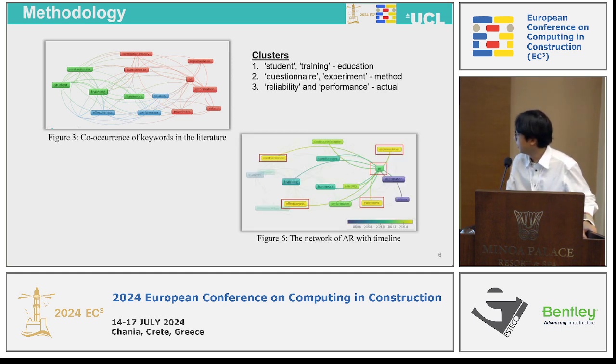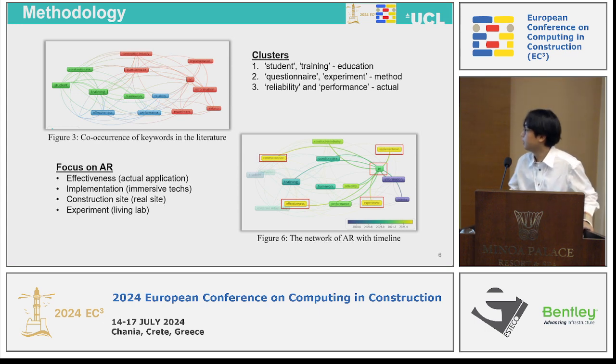And also we do the timeline visualization, such as Figure 6. If we focus on AR, we can see that there are four newer keywords appearing nowadays: the effectiveness, implementation, construction site, and experiment, in yellow. We guess that the actual applications of these immersive technologies attract more researchers' attention, and their usage in the real site may be the next direction. We also find that some research uses a living lab to hire operators and workers in construction to get more actual data.